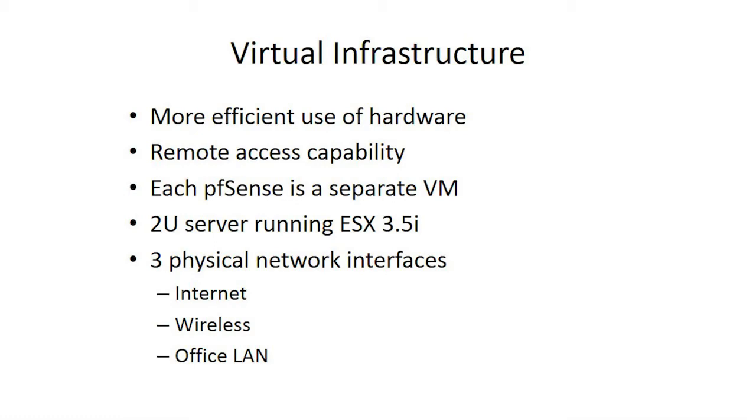So the server itself has 3 physical Ethernet interfaces: the internet, the wireless network where the wireless infrastructure is, and also another room which is a public classroom which is tied into that, and the office LAN.